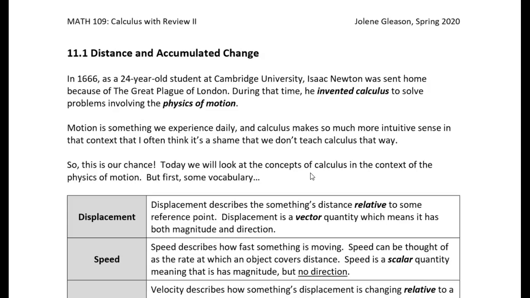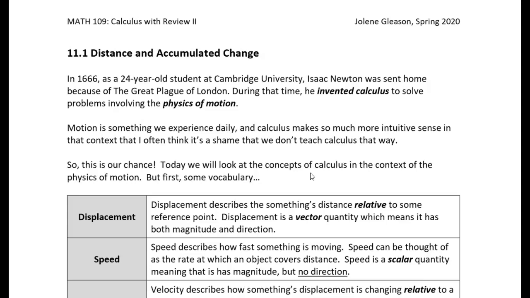So I kind of get excited about making that connection between physics and calculus. Because calculus was invented to solve physics problems. It was invented by Isaac Newton when he was a young 24-year-old college student. And he was sent home because of a pandemic in London. Well, maybe not a pandemic, but at least there was a plague in London. And so I guess he had some time on his hands when he invented calculus.